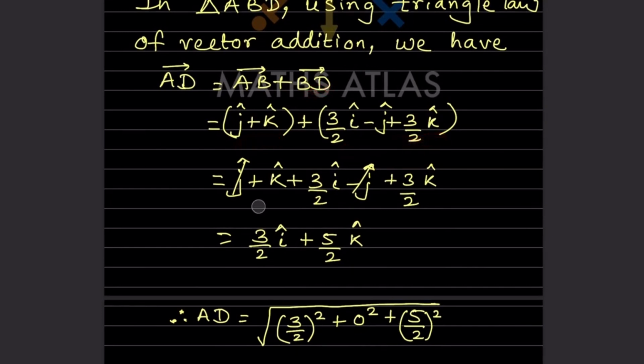So now let us take them together. So that is going to be minus j plus j gets cancelled here. So here this will be just i alone.